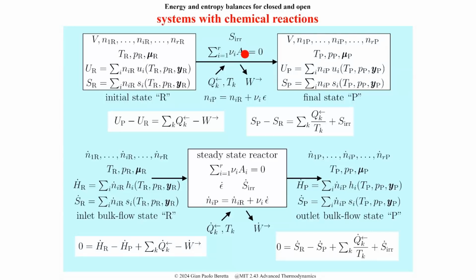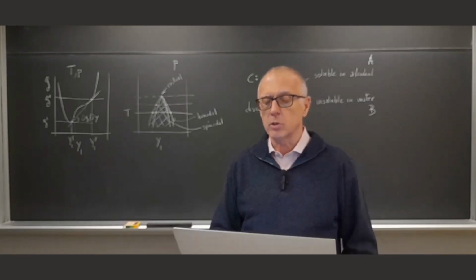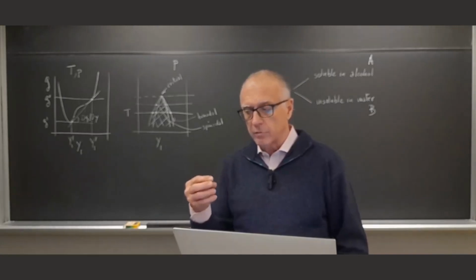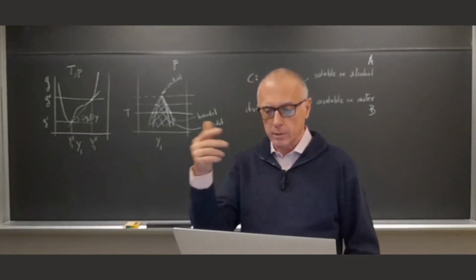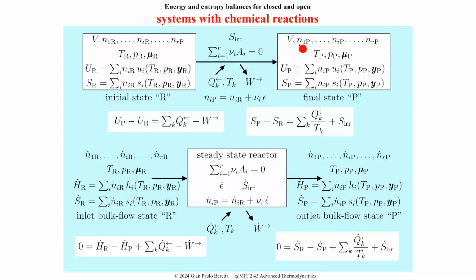And what will happen is that the fact that you turn on the possibility of a chemical reaction makes the state evolve towards equilibrium, and the composition will change. So in the end, you will have a composition that is different from the beginning. So here you have the reactants. R stands for reactants here, not for reservoir, and P stands for products.